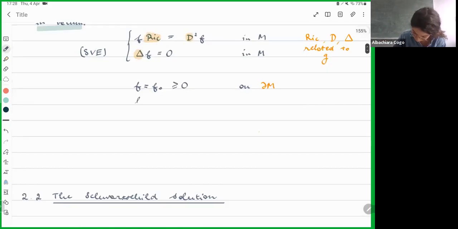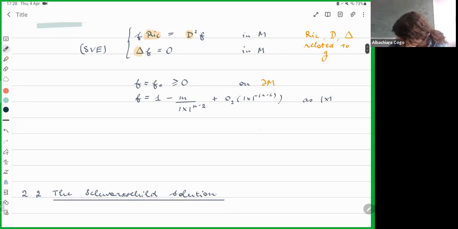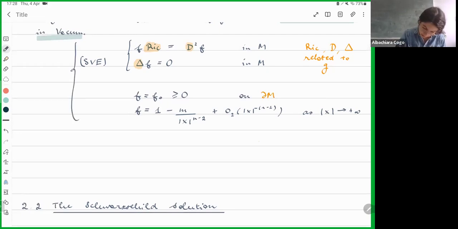So f at infinity will be 1 up to errors. I'm going to say what this m is. So it goes to 1 at this rate, as we go to infinity in the chart that defines the asymptotic flatness, and this is going to be our problem. This m that appears and gives the first rate of convergence to 1 of f is just a parameter that in this talk will be positive, but could be just a real parameter.